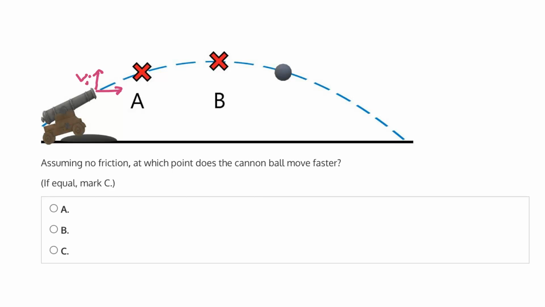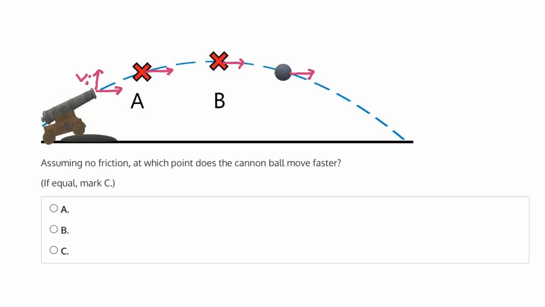Now, we remember the question says, assume no friction, which means this x component will remain unchanged throughout the whole of the trajectory. So that initial x component will be present in A, it will be present in B, and so on and so forth. Again, with no friction, the only force acting on the cannonball will be gravity, which is not going to affect the x component of the velocity.